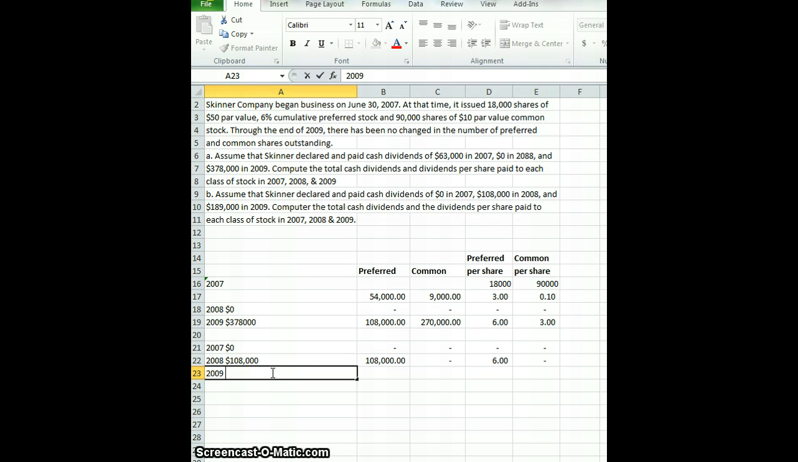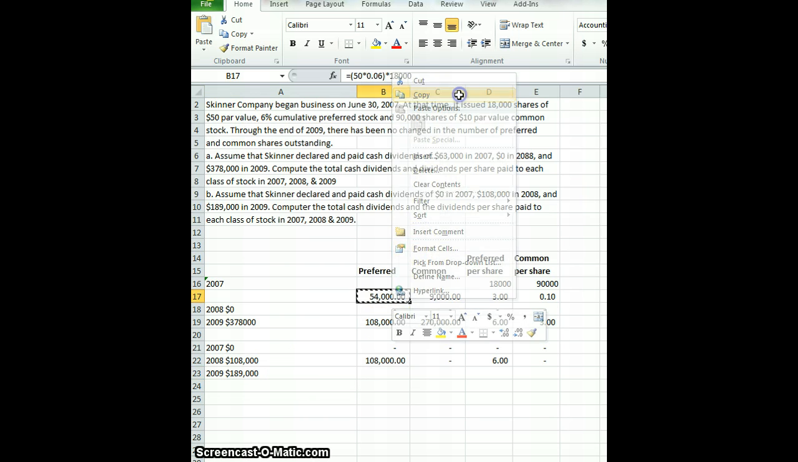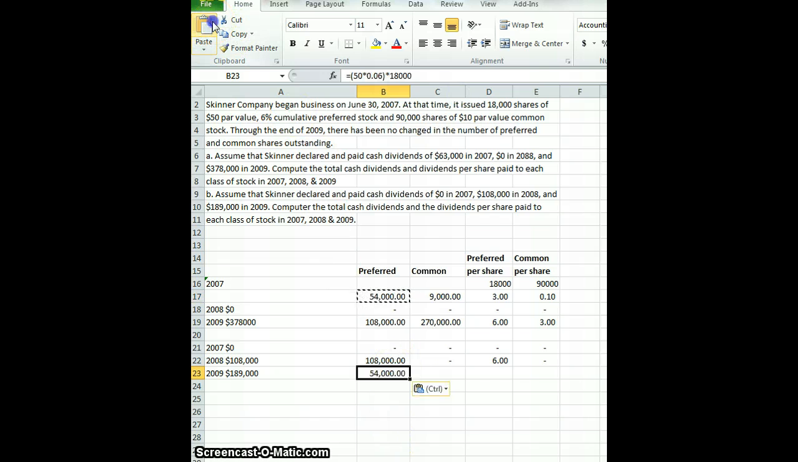So in 2009, we are paying out $189,000 in dividends. We are going to pay our normal 1-year payout. We always have to do that first for our preferred stock. So we have $189,000 available for dividends. We subtract out the $54,000 that we paid, and that gives us $135,000 of total cash dividends going to our common stockholders. Our preferred per share dividend is $3. Our common dividend per share is $1.50.